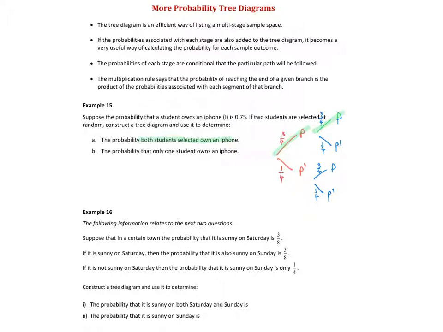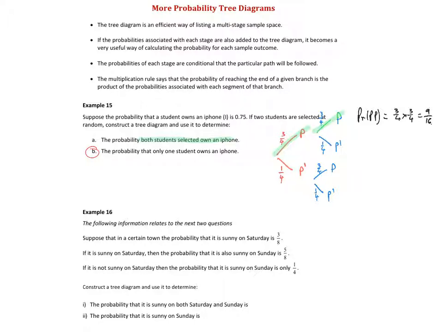The probability of iPhone, multiply across the branch. And this is why I prefer fractions, because I think it's much easier to tell that 3/4 by 3/4 is 9 on 16, as opposed to 0.75 by 0.75. Okay. Part B, the probability that only one student owns an iPhone.